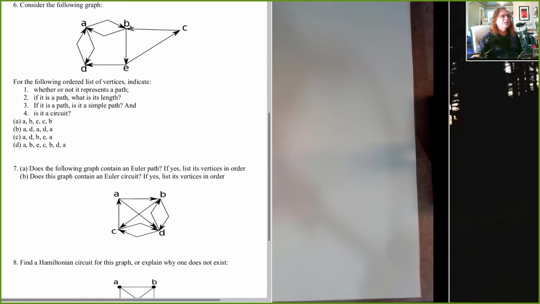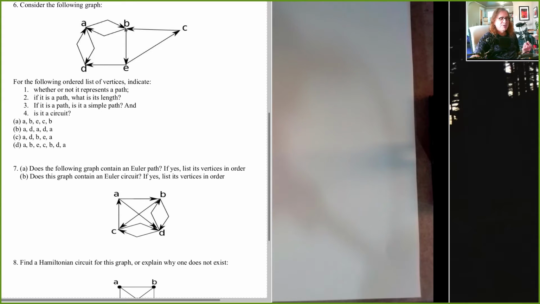It's a path because each edge that we're traveling begins where the previous edge ended. And so it's a continuous set of edges. So it definitely is a path. Its length is 4, right? A to B, B to E, E to C, C to B, 4 edges total. Is it a simple path? A simple path travels an edge only once. You're not allowed to travel over an edge more than once. So going from A to B and B to A, that would be a simple path. If we also go from A back to B, that's no longer simple.